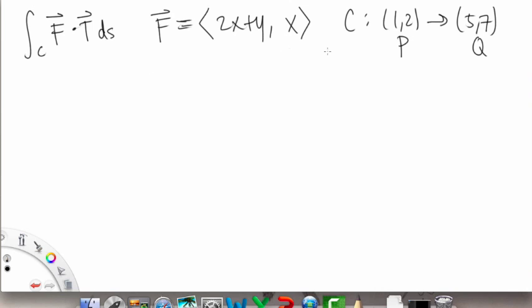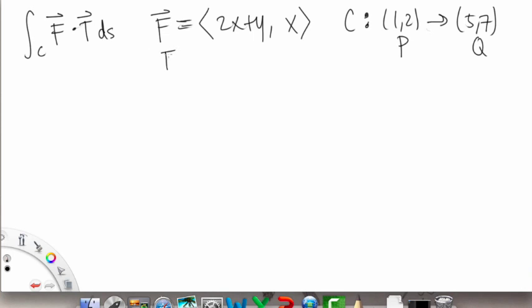All right, and typically, given this information, before we even knew anything about conservative vector fields, we wouldn't really have been able to solve this, right? Because we don't know the parameterization for C, and so we can't take the derivative of it and then plug it into the formula and everything.